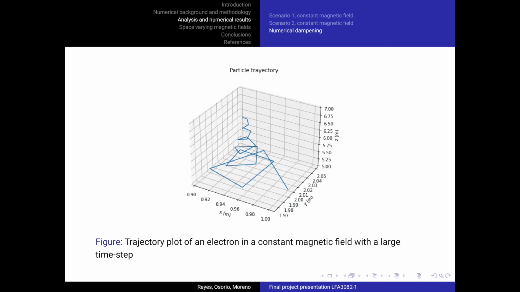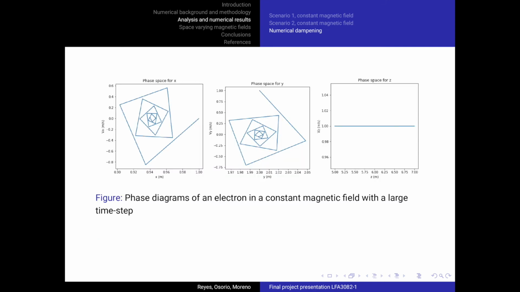Particularly, with the trajectory plot, we can appreciate how quickly the numerical solution veers from the expected result. The phase diagrams for the i and j directions show the presence of an attractor, which indicates that the numerical method is not conserving the energy of the system. Only the phase diagram for the k direction is accurately displayed, either because it undergoes no acceleration or because it does not feature oscillation.